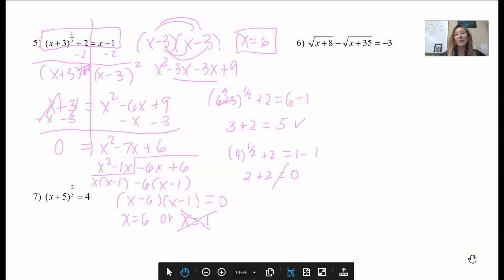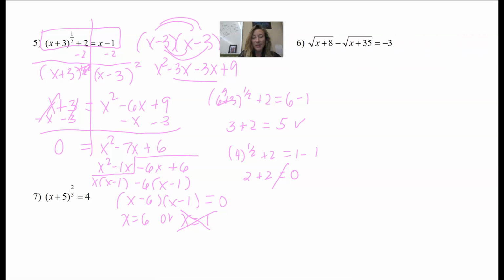So on number 6, again, we have x in this expression twice. And that means that we are likely to have to do a lot of work. So I'm going to isolate just one of those expressions. And so I'm going to isolate the square root of x plus 8 first by adding the square root of x plus 35 on both sides of the equal sign.